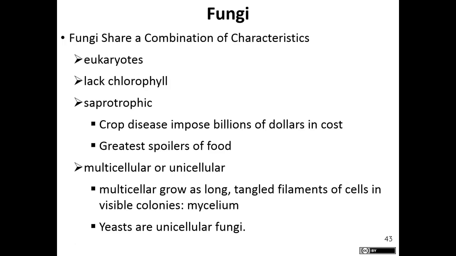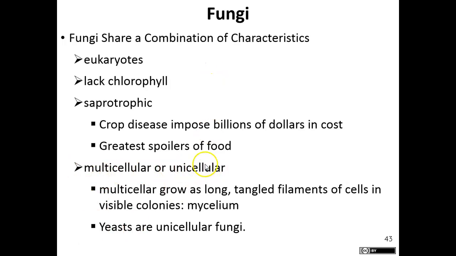A lot of times people thought in the past that fungi and plants were super similar, but really they're more similar to animals than they are plants. They're saprotrophic, so they are going to take nutrients from organic materials. And a lot of times this can cause spoilage of foods, and they are probably the most common food spoilers. They also can cause damage to crops, which can cost lots of money.